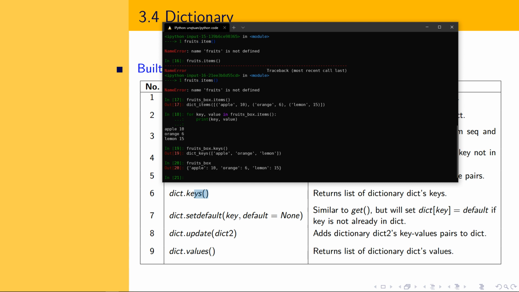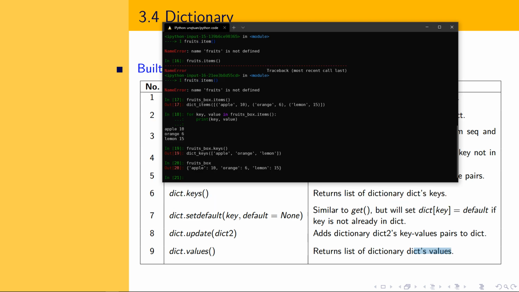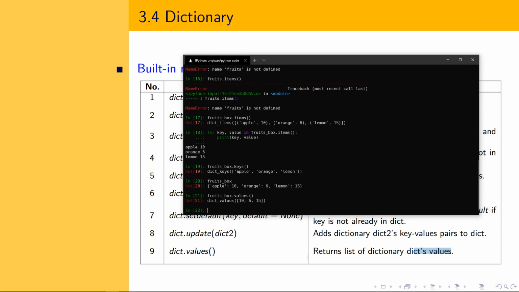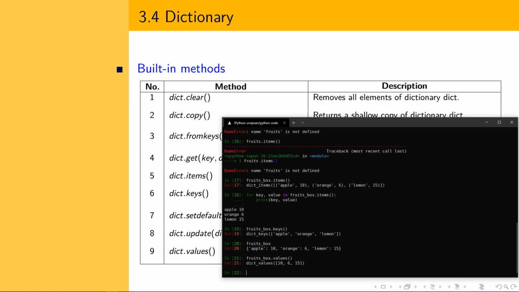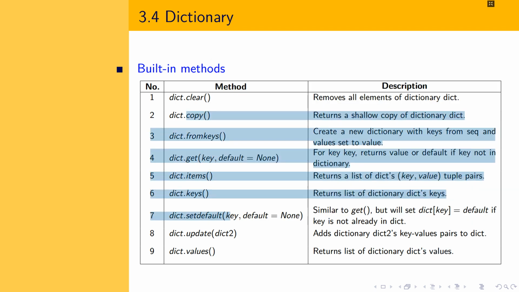And the last is the values method, which returns the dictionary values. So fruit box, and you call the method values. Here you will see only the values. You see no keys here, right? Okay, that is about the dictionary. I hope you can understand the basic insight of the dictionary, and you can do coding practice yourself with these methods.